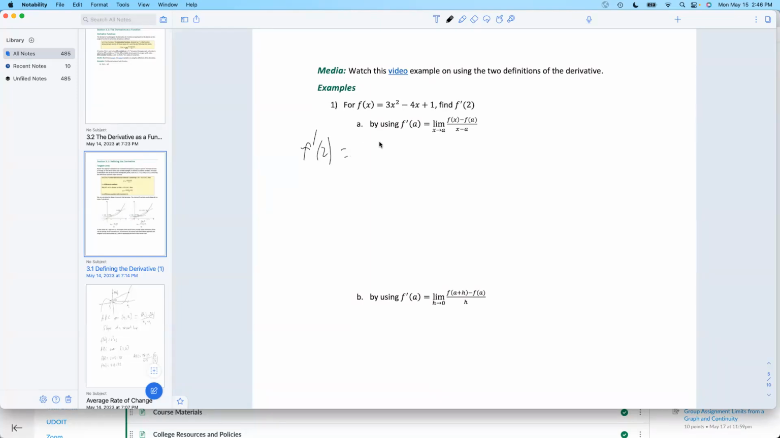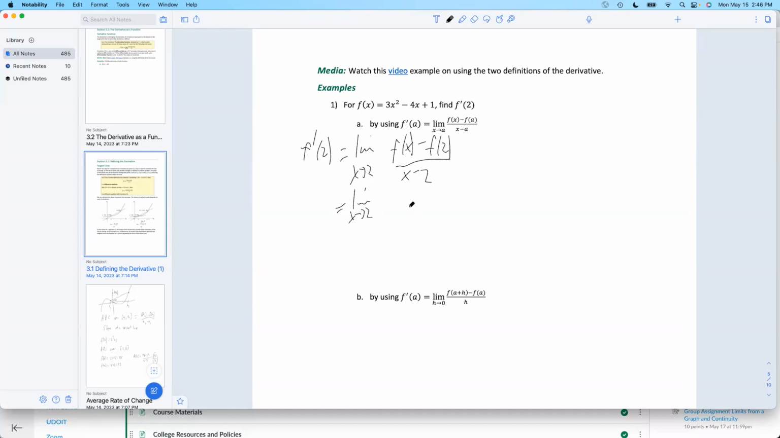f prime of 2 is the limit as x approaches 2, that's the guy I care about, of, and I'll write this out formally here. So all I've done is replace all the a's with the 2. And that will equal the limit as x approaches 2.